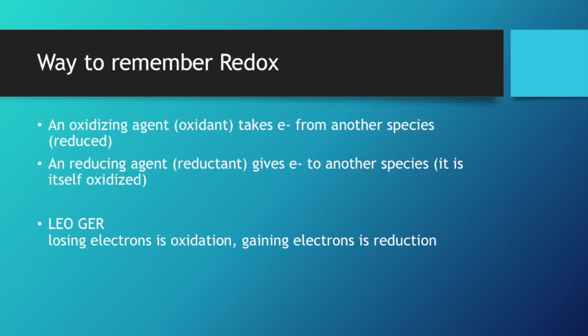So a little way some people like to remember how redox reactions occur is by the mnemonic device of LEO says GER. LEO is losing electrons, and that's considered oxidation. GER is gaining electrons, and that's considered reduction. In a redox reaction, there is an oxidizing agent, and that species takes electrons from another species and itself is reduced. A reducing agent is considered a reductant, and it gives electrons to another species and itself is oxidized.